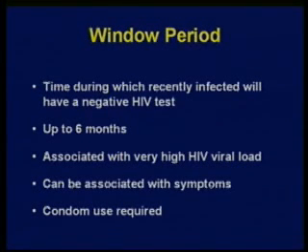This is also another important concept. It's the window period. It's a time during which a recently infected person will have a negative HIV test. It could be up to 6 months. Associated with a very high viral load, can be associated with symptoms, and because of very high viral load, condom use is required. It's important to be able to communicate this to a patient.